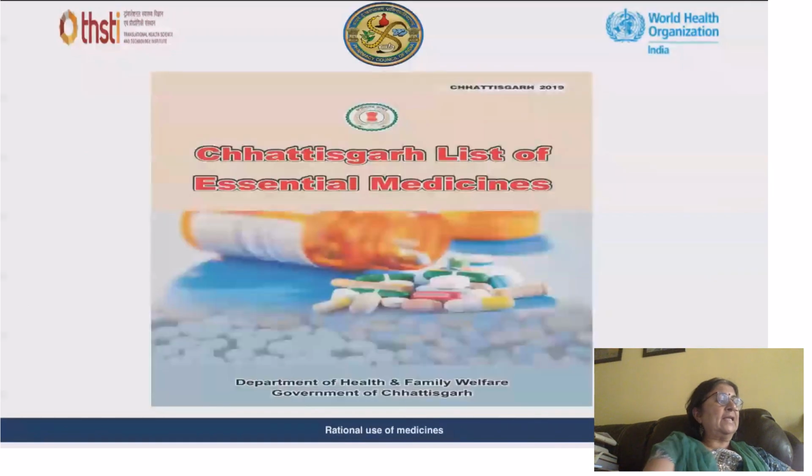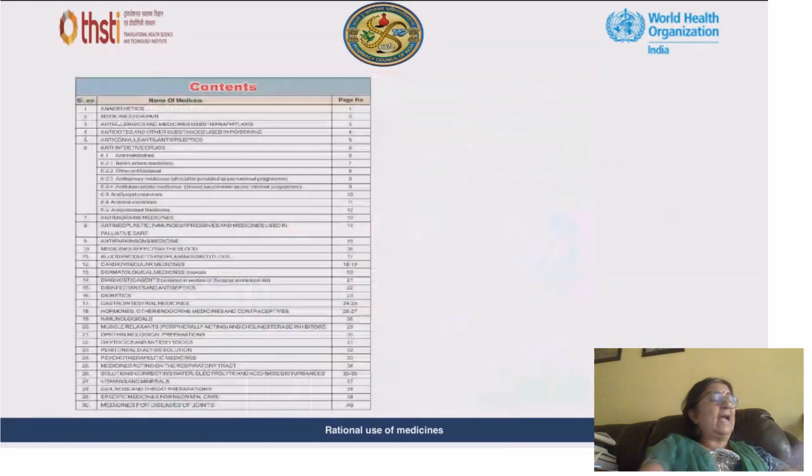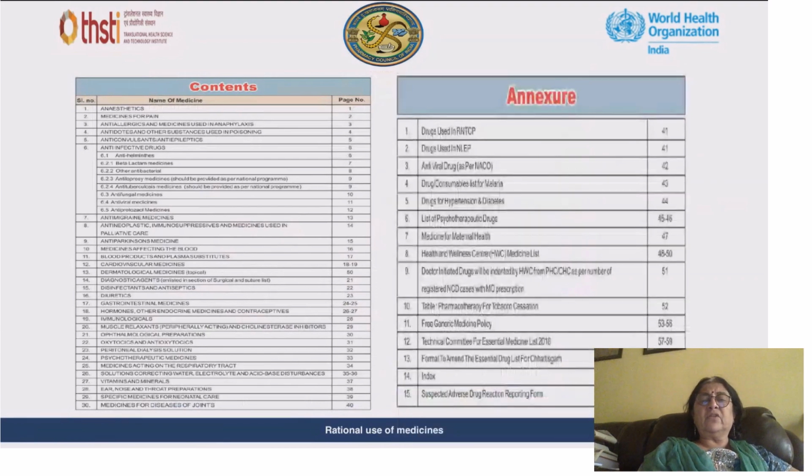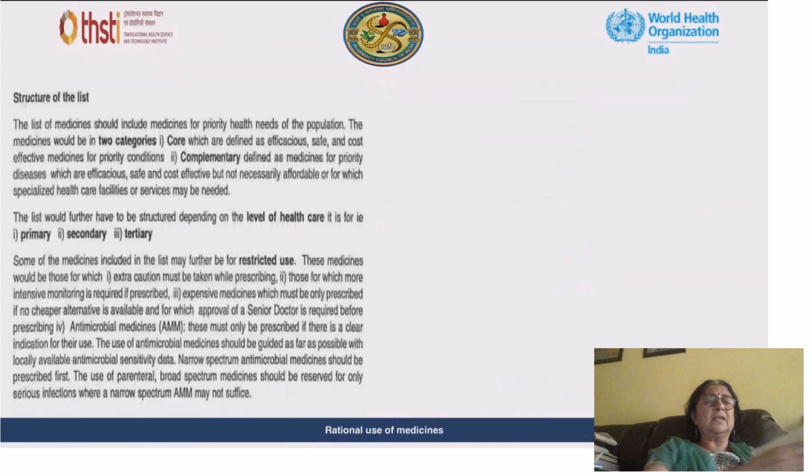Now, essentially, individual states also have produced their own guidelines. For example, I'm going to give you just an example with the Chhattisgarh efforts. Chhattisgarh has its own essential drug list. Apart from the national essential drug list, Chhattisgarh has its own, which is more or less similar to the national essential drug list.